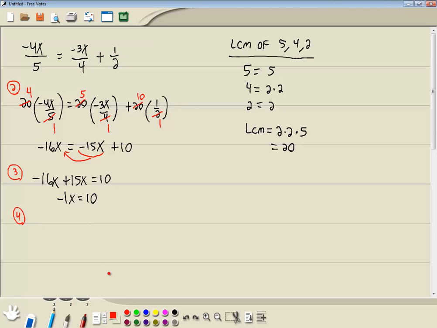Step 4. Divide both sides by the number in front of your x. Number in front of our x is a negative 1. So we'll divide both sides by negative 1. Sometimes when there isn't a 1 here and people just have negative x, they don't know how to handle it. Well, those negative 1's cancel. 10 divided by negative 1 is negative 10. So our answer will be x equals negative 10.